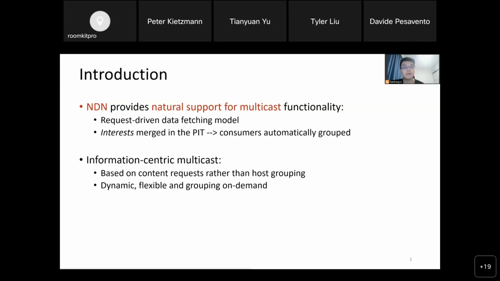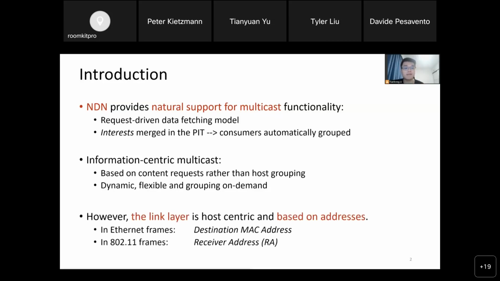Multicast has the potential to serve content delivery requirements, especially for the wireless edge network in which nodes are connected via shared media, and multicast can reduce the network traffic. However, the benefits of NDN native multicast are limited by the current link layer. For a long time, the internet is host-centric rather than information-centric, and the link layer design is also based on addresses. For example, there is a destination MAC address field in the Ethernet frames and a receiver address field in the WLAN frames. We know that in NDN, data packets follow in reverse the path taken by the corresponding interests. In the link layer, transmitting data via unicast or broadcast is easy, but NDN native multicast support cannot be taken for granted.